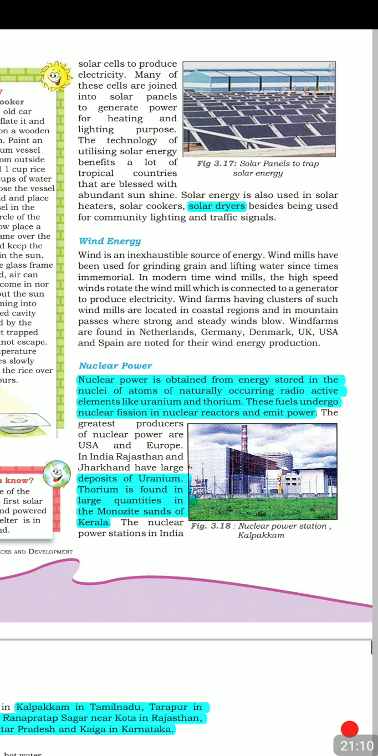Wind energy, an inexhaustible source of energy. Windmills have been used for grinding grain and lifting water since time immemorial. In modern times, the high speed of the wind rotates the windmill, which is connected to a generator to produce electricity. The wind farms, having clusters of such windmills, are located in coastal regions and in mountain passes where strong and steady winds blow. Wind farms are found in the Netherlands, Germany, Denmark, UK, USA, and Spain.